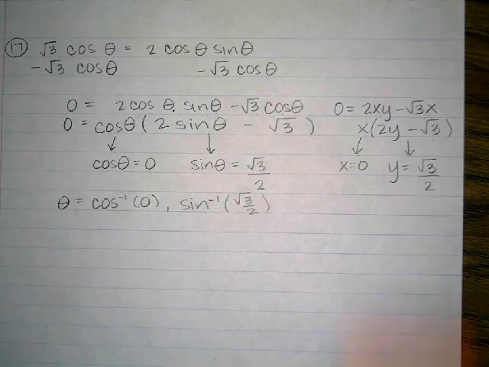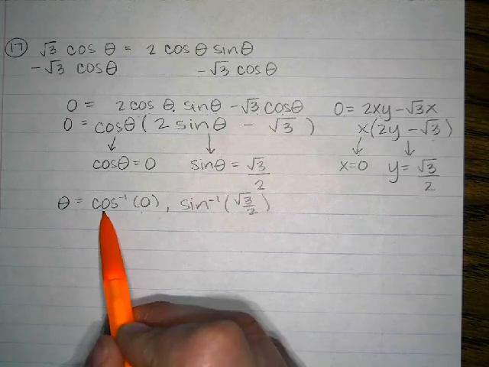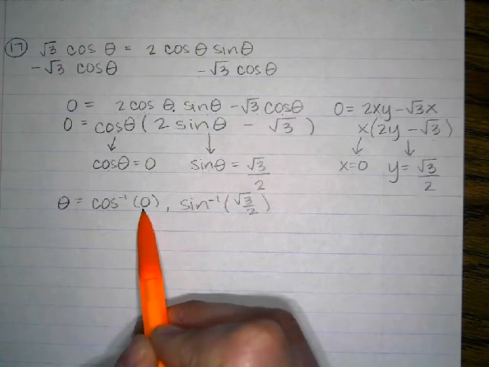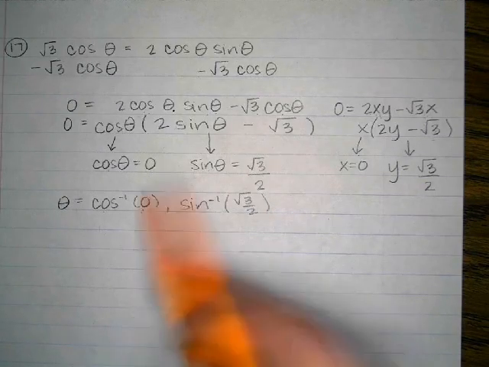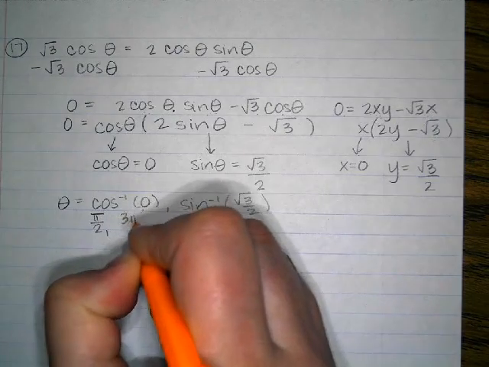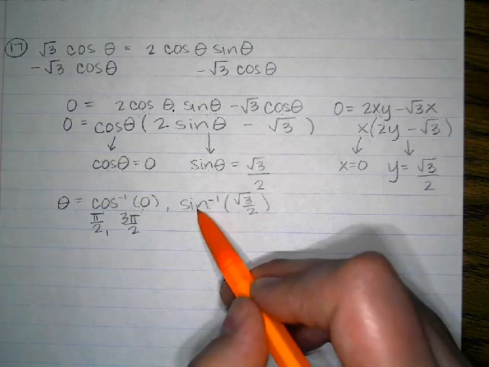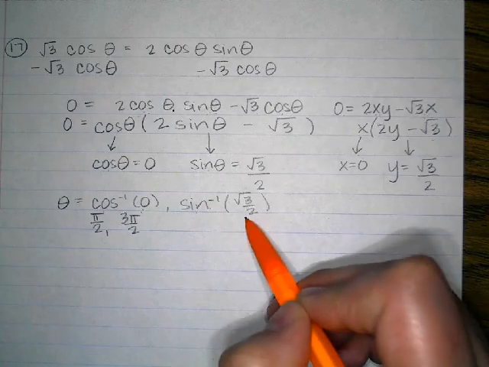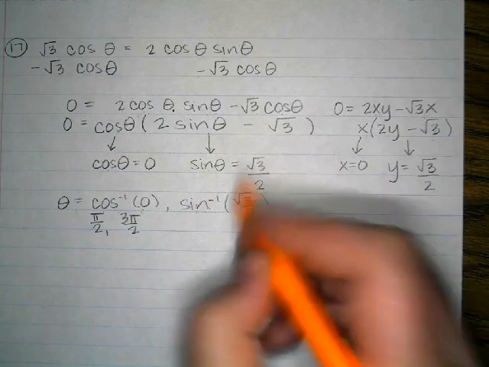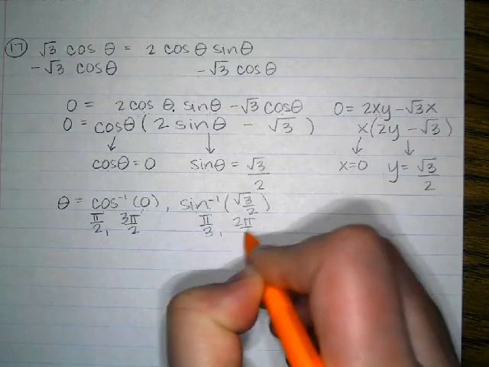Okay. So cos inverse of 0, we're looking for an x coordinate on the unit circle of 0. Where's an x coordinate of 0? Pi halves and 3 pi halves. Okay, and then sine inverse is going to be a y coordinate. Where is there a y coordinate of root 3 over 2? Pi thirds and 2 pi thirds. Okay?